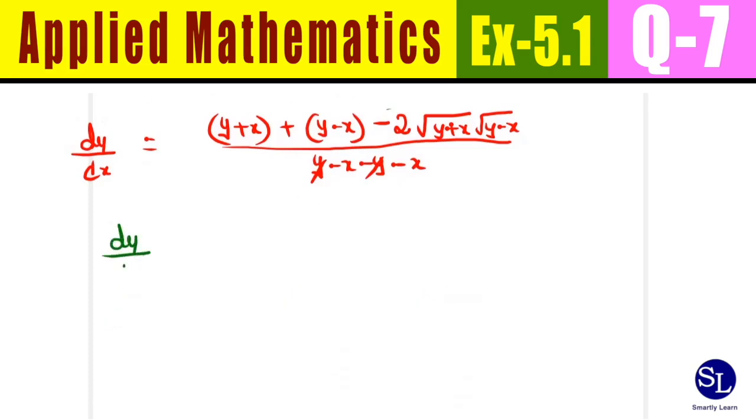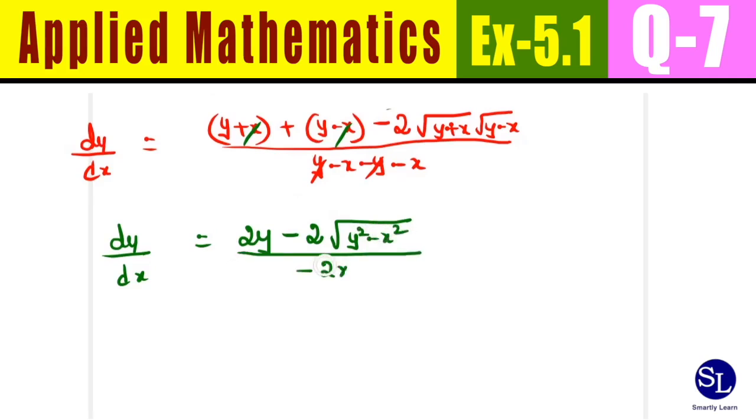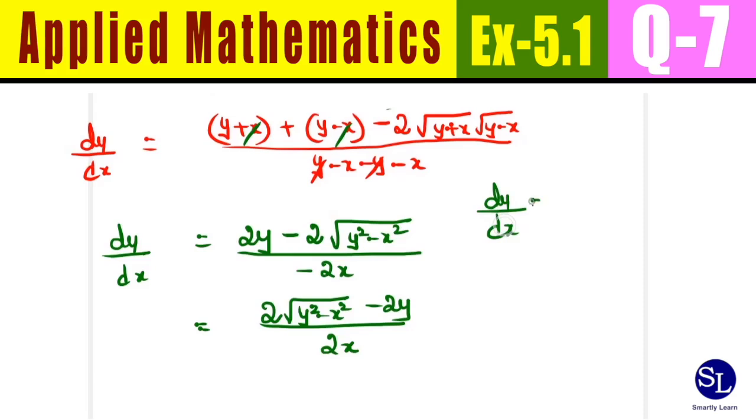So now dy by dx is reduced as 2y, this plus x and minus x will get cancelled, so minus 2 into root of y square minus x squared. The denominator is minus 2x. I'm taking the minus sign into the numerator. So what will happen is, this will become 2 root of y square minus x square minus 2y divided by 2x. The next step, I'm going to remove the 2 from every place. So this is going to be dy by dx is equal to, take the 2 outside, y minus root of y square minus x squared divided by 2x. The 2 and the 2 will get cancelled.